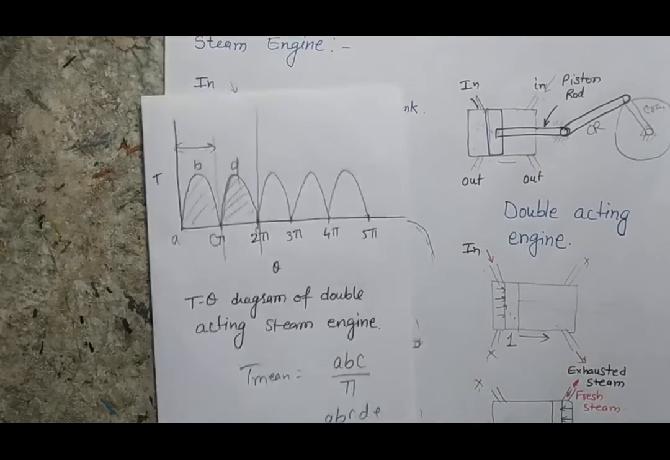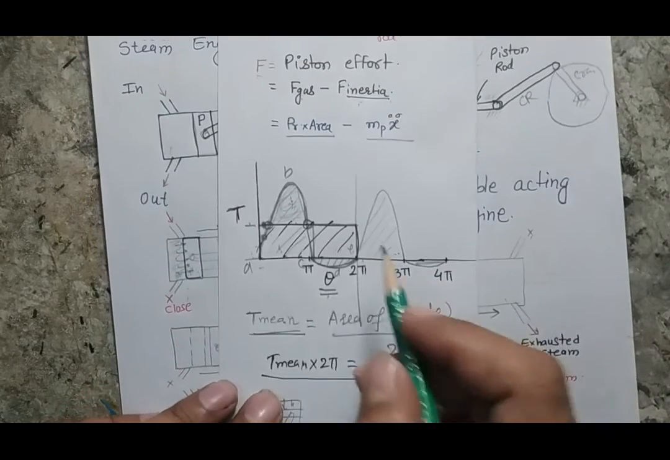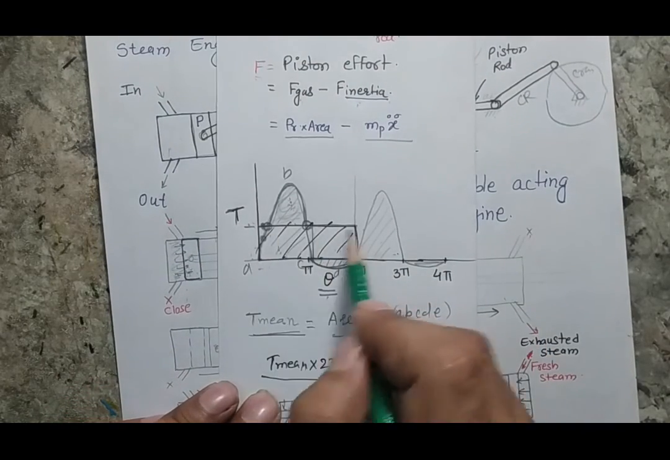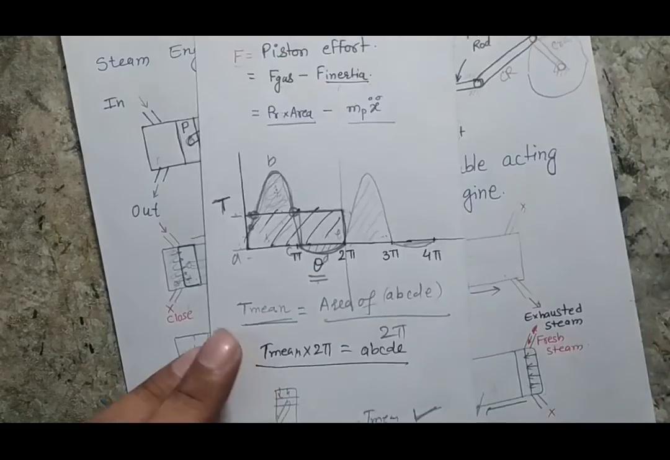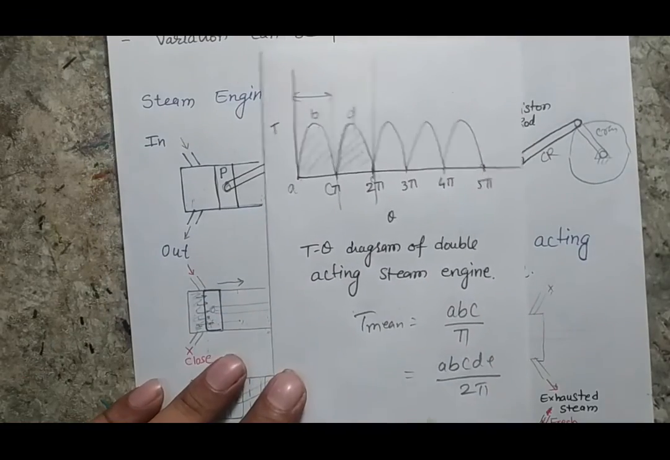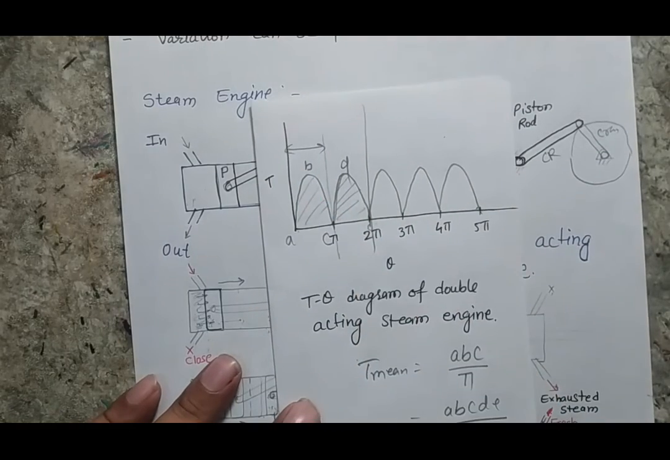In a single acting steam engine, if you are interested in calculating the mean torque, you have to consider this complete area, because this is the cycle. After that it repeats. But in a double acting steam engine, there is a repetition for every half cycle, so I can assume that one cycle is completed in half rotation of my crank.